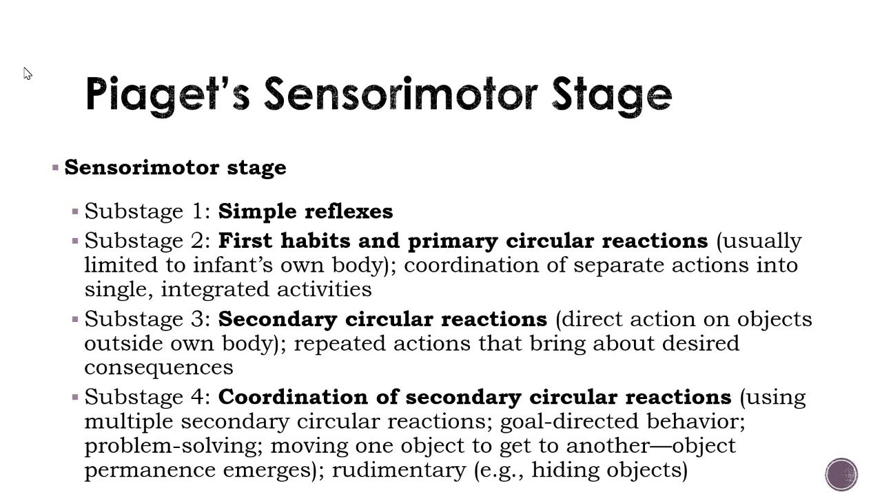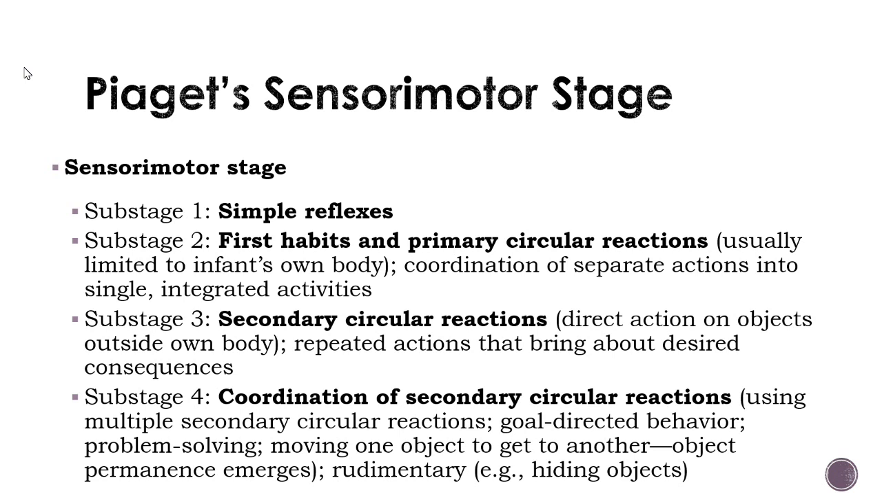Substage 4, this is coordination of those secondary circular reactions. So now they're acting on their outside world, but they're able to put these different activities together to reach a goal. For example, in this one, there's one object partially hidden under another object. Well, now they can move that first object out of the way so they can get the one that's hidden underneath. That's two-step processing happening. That's huge. If you think about that, just a couple months earlier, they were reacting only on simple reflex, and now they're able to make a plan to get something. That's goal-directed behavior. That's problem solving, and those are huge cognitive strides.